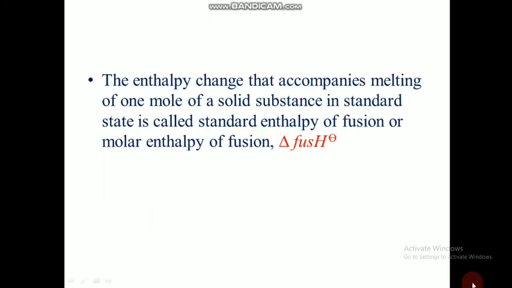The enthalpy change that accompanies melting of 1 mole of a solid substance at standard state is called the standard enthalpy of fusion, or molar enthalpy of fusion. And there we have the definition of molar enthalpy of fusion: the enthalpy change when 1 mole of a solid, such as ice, melts to form water. That particular enthalpy change is known as the enthalpy of fusion or molar enthalpy of fusion.